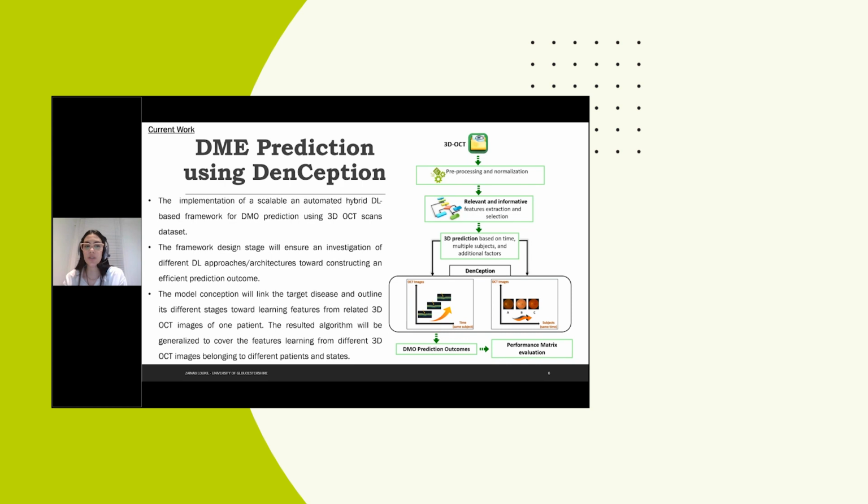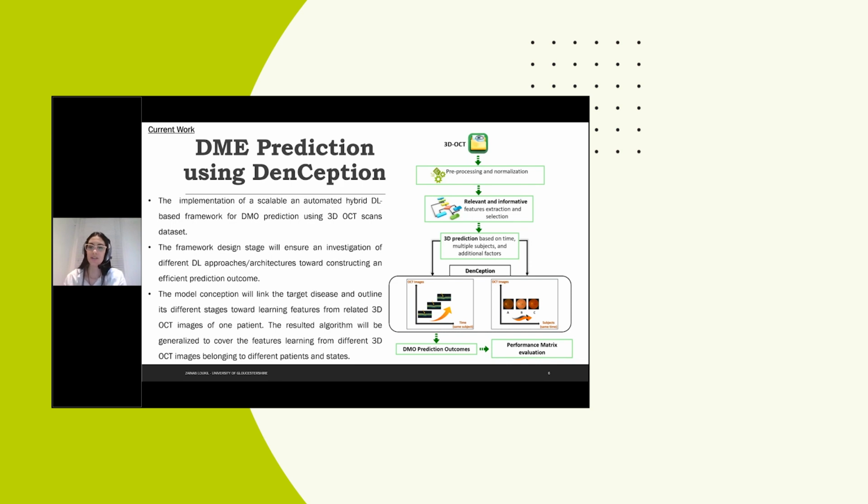So I'm aiming to implement a scalable and automated hybrid deep learning based framework. The framework is designed to ensure an investigation of different deep learning approaches and architectures towards constructing an efficient outcome out of these approaches. So the model conception will link the target disease and will actually learn features from the related 3D images, particularly the OCT images of one patient, and generalize it onto a set of patients.